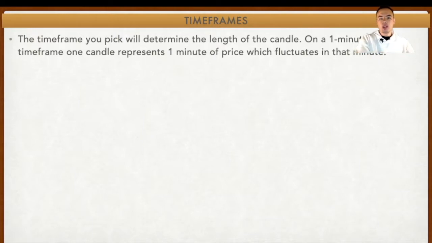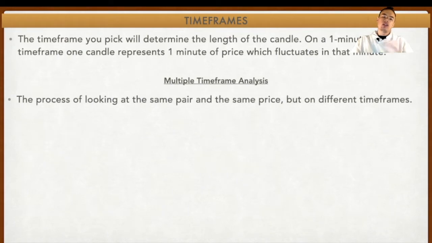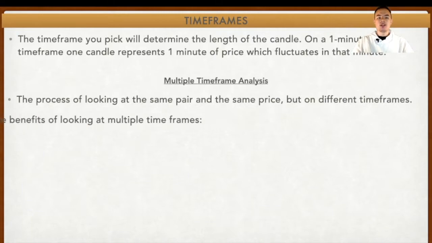So the time frame you pick will determine the length of the candle. So on a 1 minute time frame, one candle will represent 1 minute of price. Within that minute, price will fluctuate. That candle will fluctuate. So multiple time frame analysis. This is the process of looking at the same pair and the same price, but on multiple time frames.